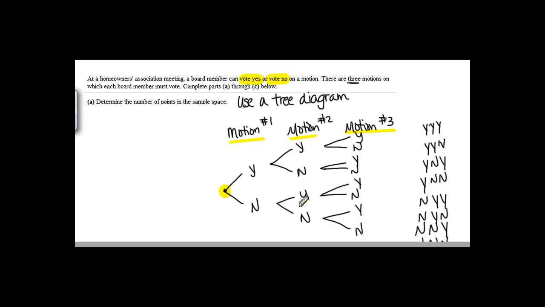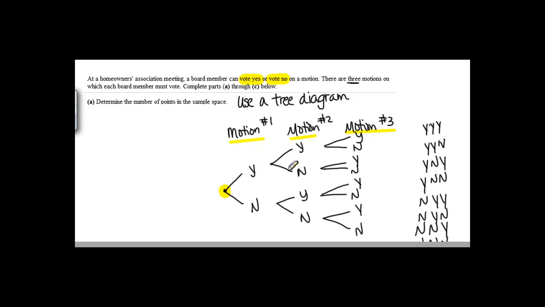So on the second motion, if a board member has already voted yes, he still has options of voting either yes or no. Same thing if the board member had voted no, he still has options of either voting yes or no for the second motion. And that would be true in the third motion as well. No matter what the previous 2 votes were, the board member would have options of voting yes or no.